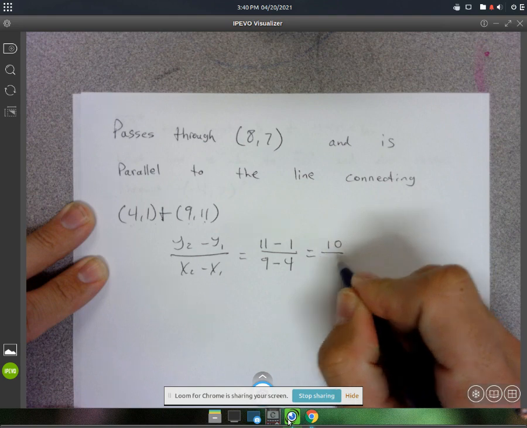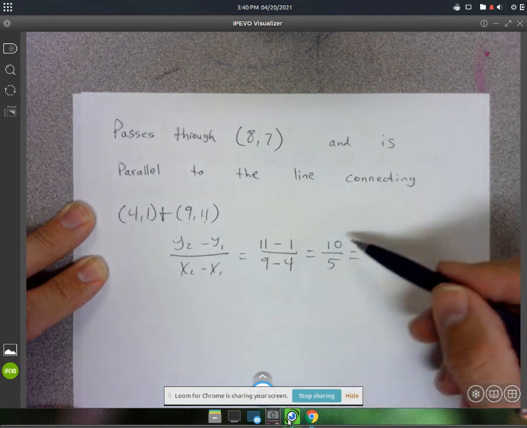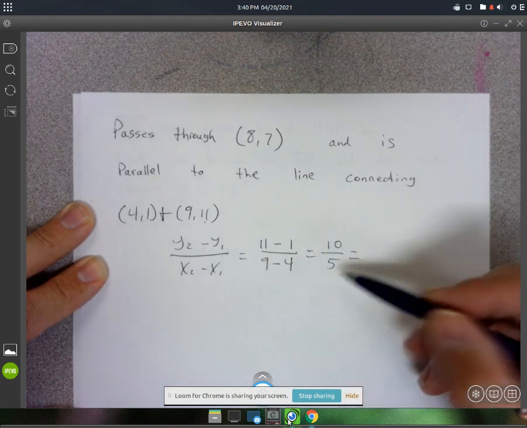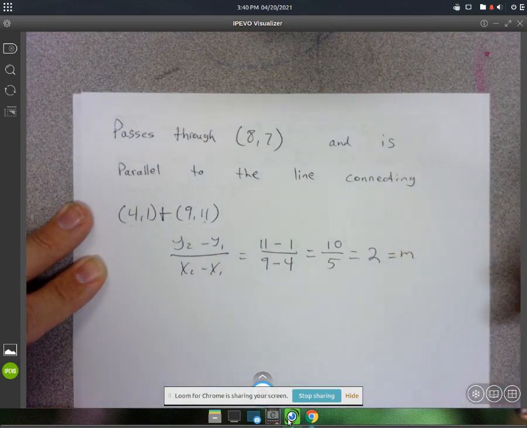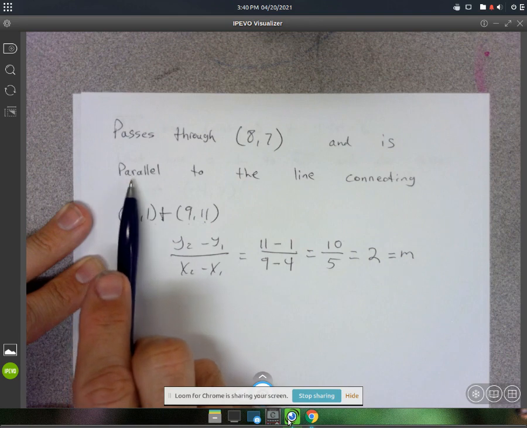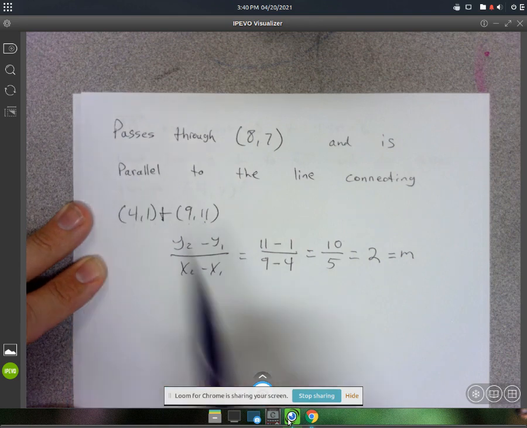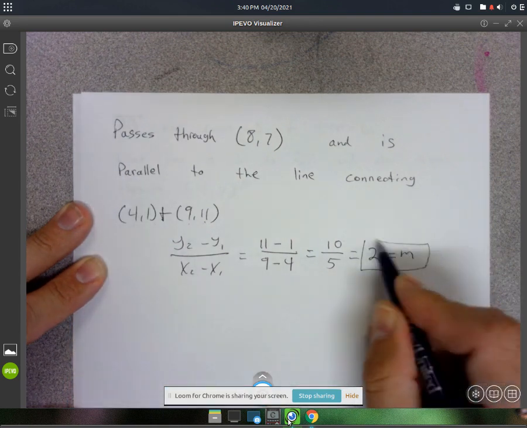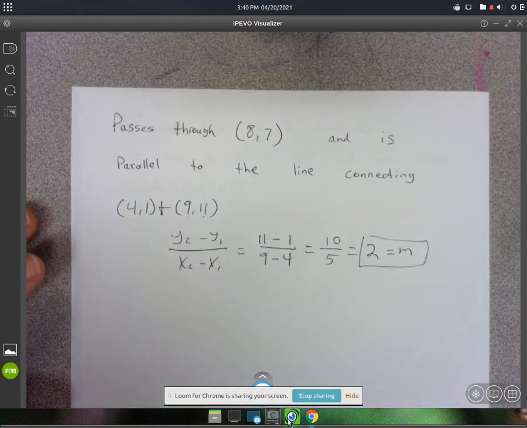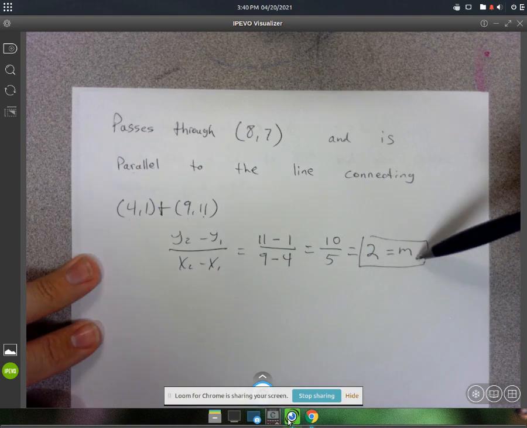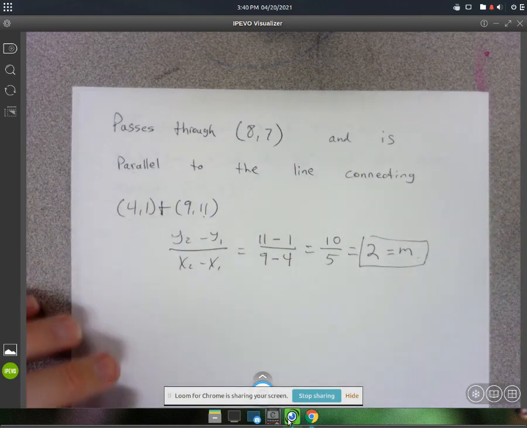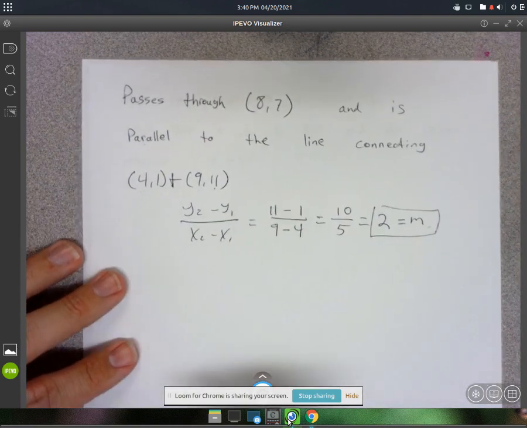Get you a 10 up top, a 5 on the bottom, and divide these out. 10 divided by 5, that's 2. All right, so that's our slope. And since our new line is going to be parallel to that, it's going to be the same slope. M is going to equal 2. All right, so I've got my point, got my slope. I can write my answer in point slope form. I'll go ahead and do that first.